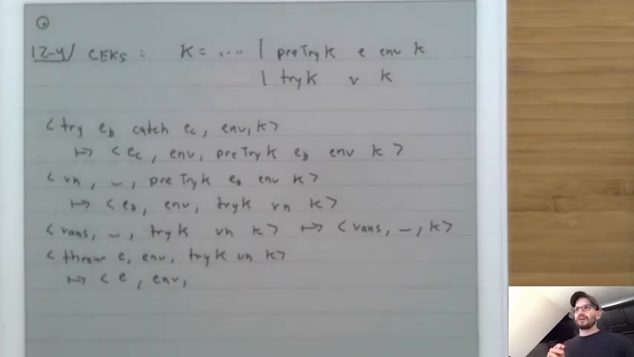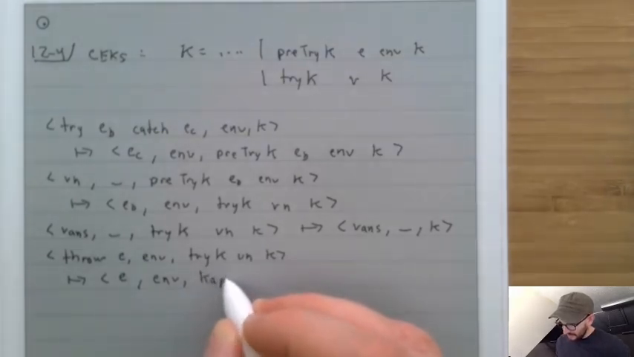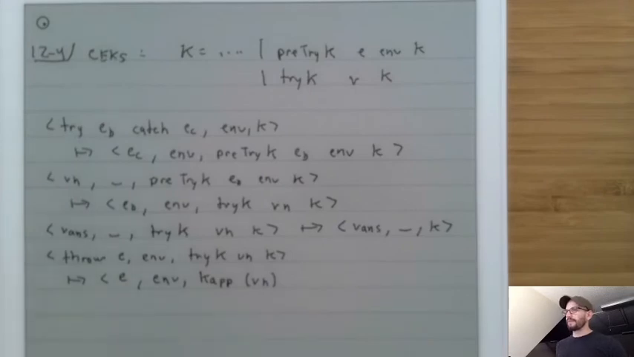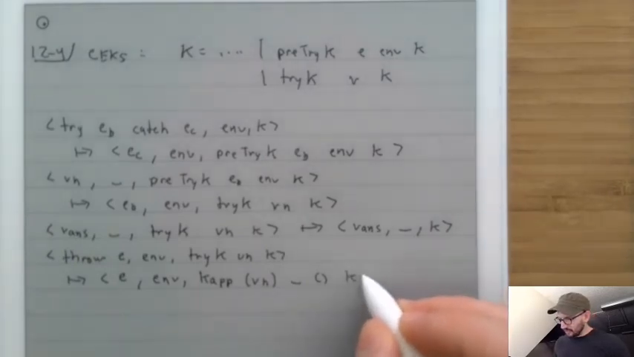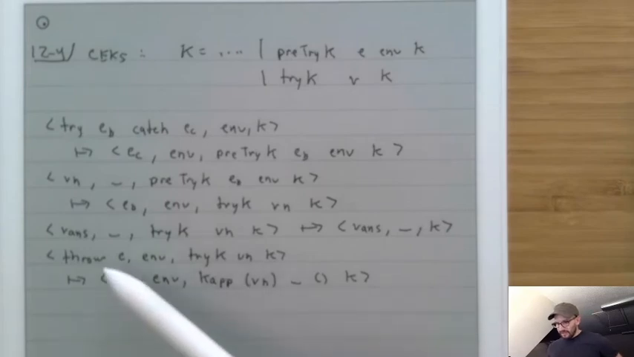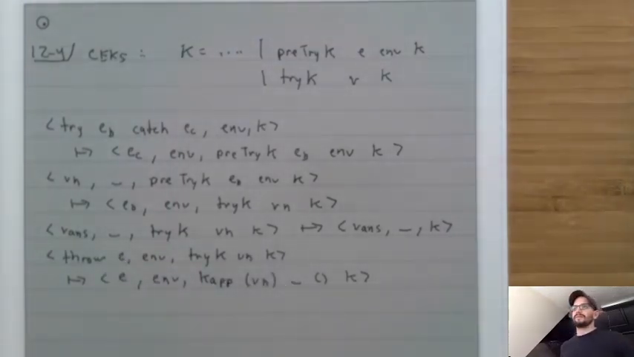We're going to construct a new application. This new application is going to call the handler. It's going to have no environment because it's going to have no other arguments, and then it's going to restore the K. So what this is going to do is it's going to make it so that if there's a throw, we just turn throw into a function call on that handler.